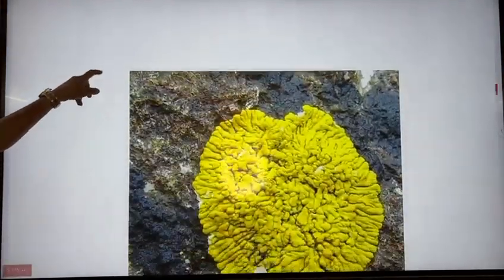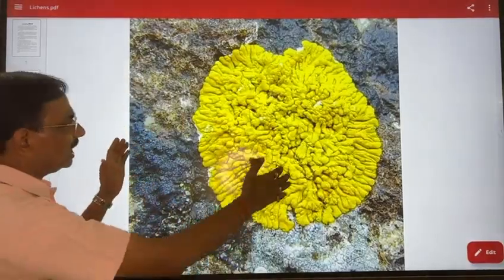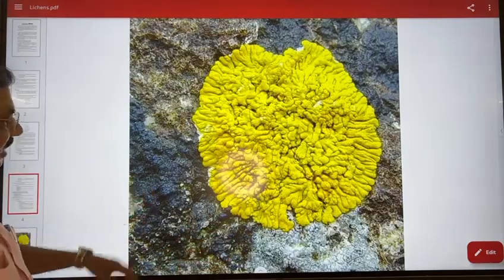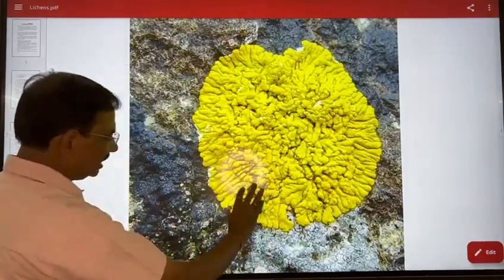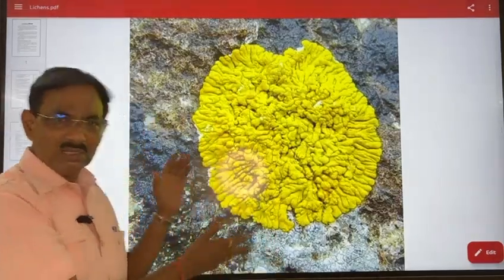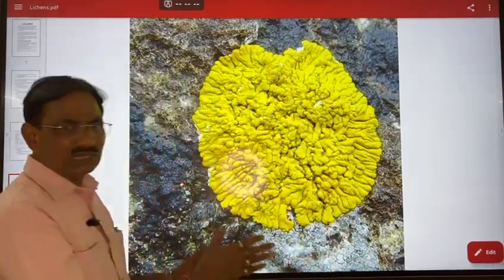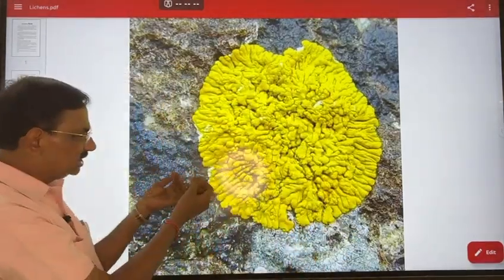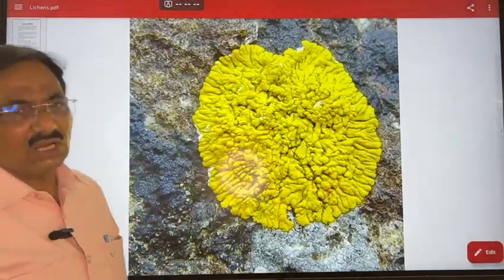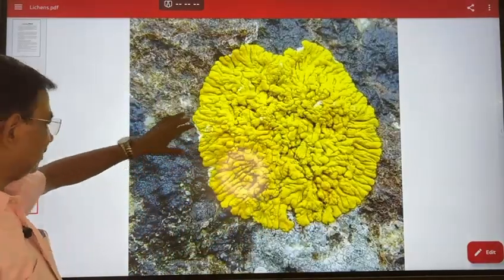Coming to the morphology, this is crustose lichen. They are found attached on the bark of the tree. They are embedded like this. They are very thin in structure, and they are crust-like. They get adhered by means of a structure known as rhizines. By means of rhizines, they get attached to the substratum.